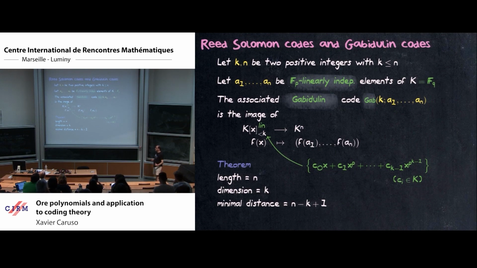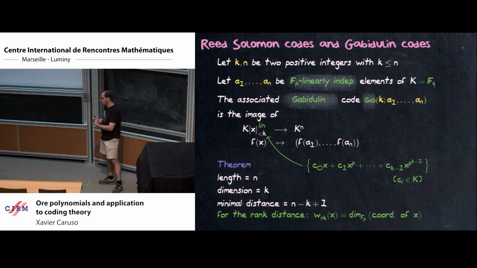And it's even better, because the minimal distance is n minus k plus 1 not only for the Hamming distance I defined earlier, but also for another distance, which is finer in some sense, called the rank distance. And what is the rank distance? It's a kind of linearized version of Hamming distance. So instead of counting the number of coordinates of x which are non-zero, we consider the span of all the coordinates of x, and we count the dimension of the span over Fp.